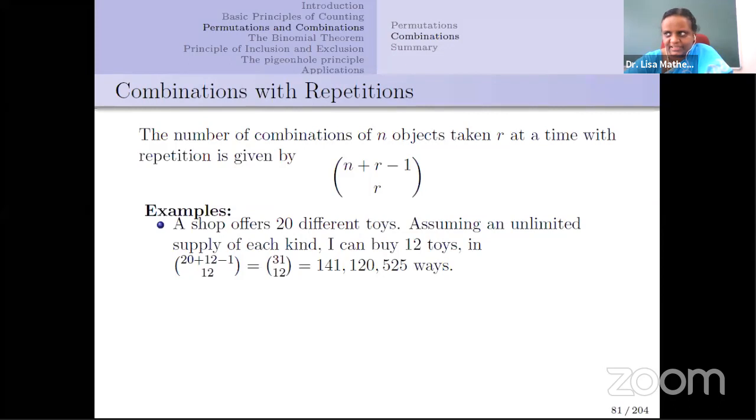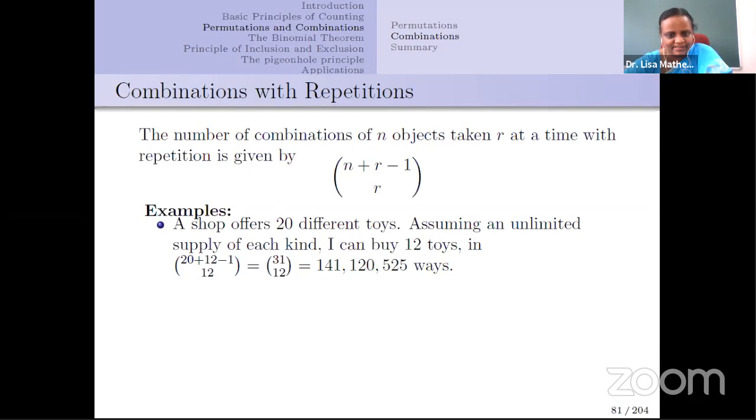It's not necessary that I choose different toys for each child. In some cases I may want the same toy for 2 different children. So how many ways can I do that? I can choose it in (20 + 12 - 1)C12 ways, which when I simplify, I get this number. It's a big number, 141,120,525.